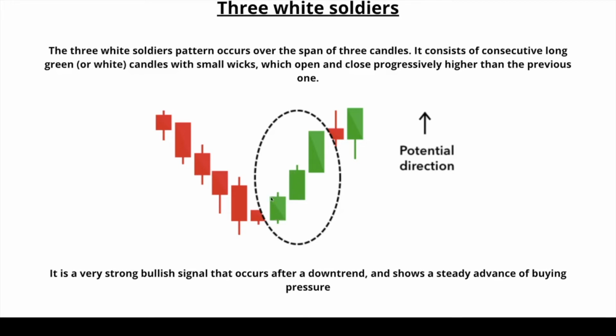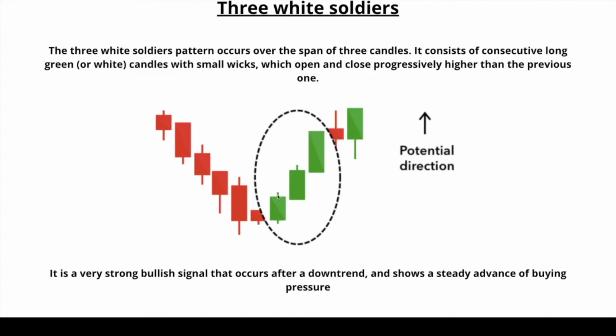The first candle, price closed over here. The second candle, price closed a little bit higher over here. And now look at the third candle. The third candle took that extra leap and decided to close all the way up here. Open over here, close up there. So like the definition says, it is consecutive long green candles being formed with small wicks.